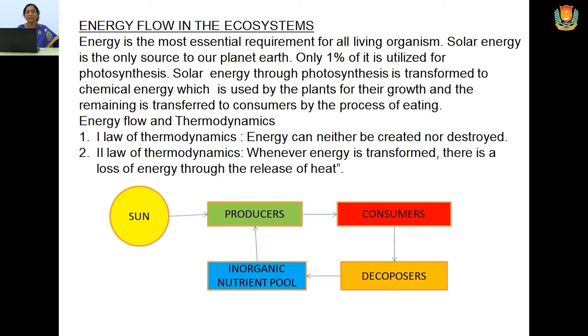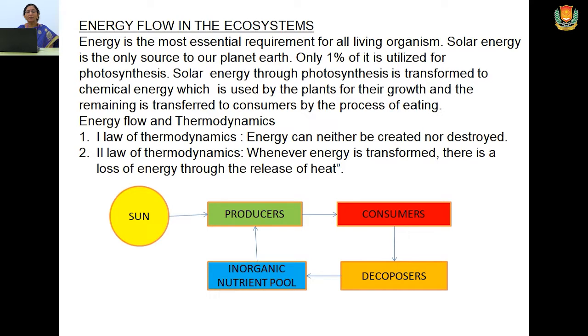The first law of thermodynamics says that energy can neither be created nor destroyed. Here energy is not created, but we are getting energy from the sun in the form of sunlight. At the same time, the energy is also not destroyed. It is transferred from one form into another form. Then when we come to the second law of thermodynamics, whenever energy is transformed, there is a loss of energy through the release of heat.